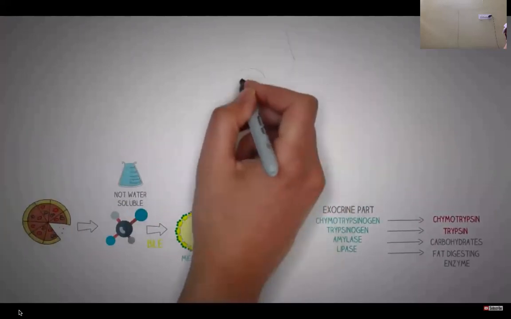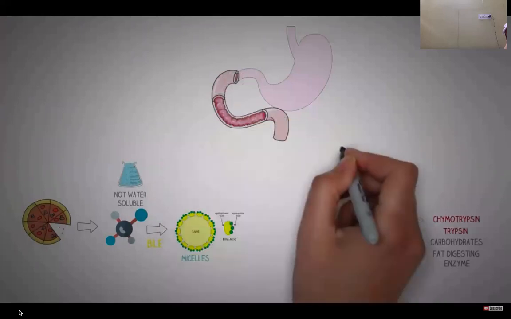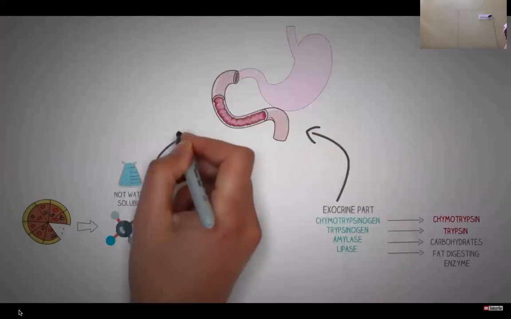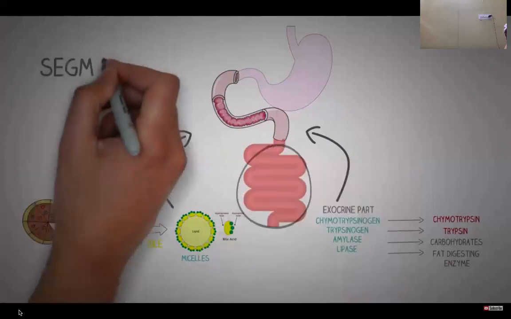Now, approximately 1 hour after you take a meal, the food starts to enter the duodenum where all these enzymes and bile start their action. The food then passes slowly from duodenum to jejunum and then to ileum. Most of the digestion of food takes place in the small intestine.